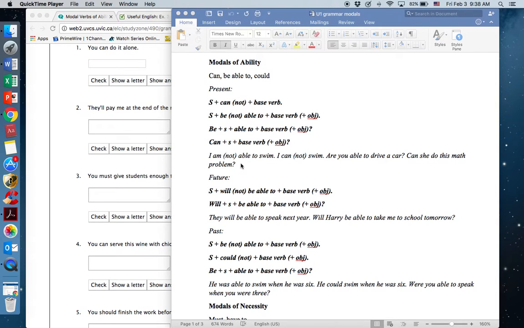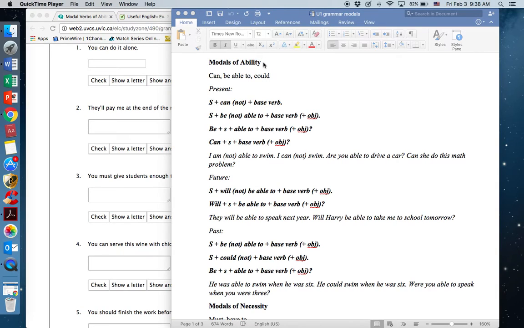Modals have a lot of different uses in the English language. You might also know them as modal auxiliary verbs. They're used in combination with a base verb in order to show some sort of likelihood or necessity or conclusion. We'll get into several different uses here.